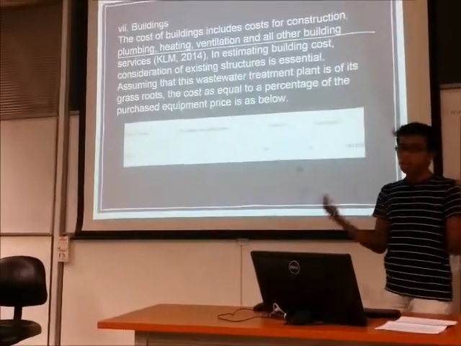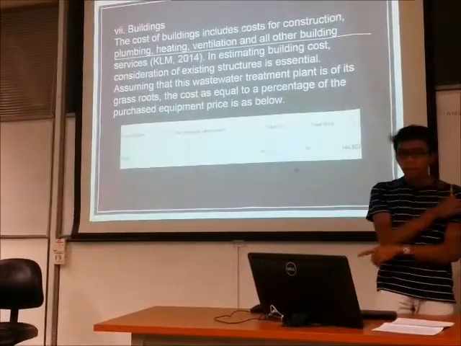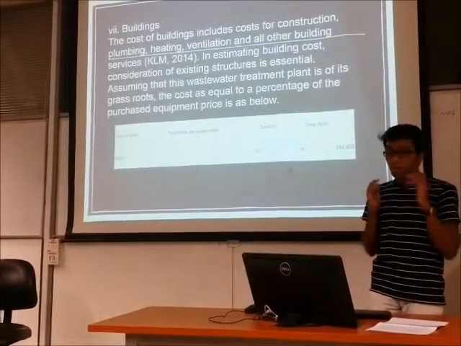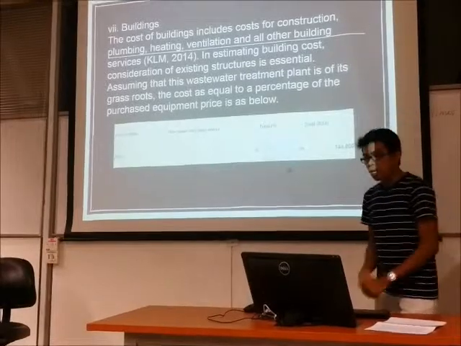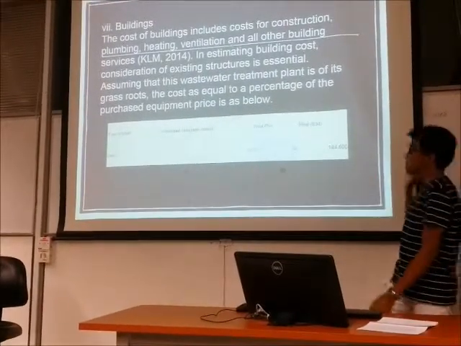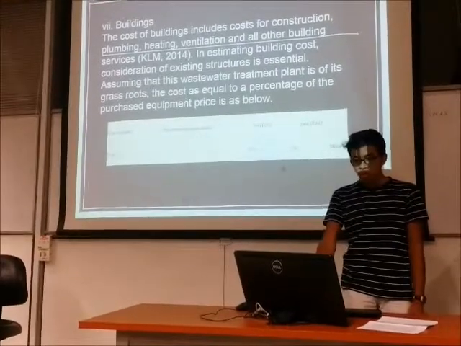Next, we go to buildings. So technically, we have to do the building, all the plumbing part, the heating part, the ventilation, and the construction itself, and it costs us about 144,600 Malaysian ringgit.